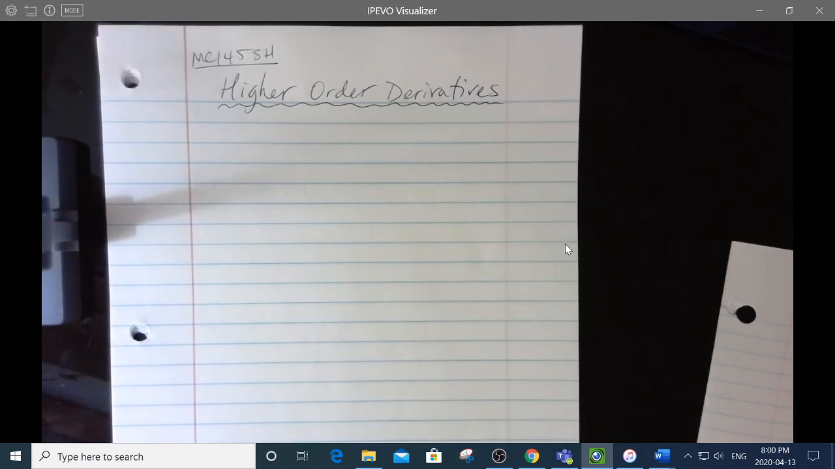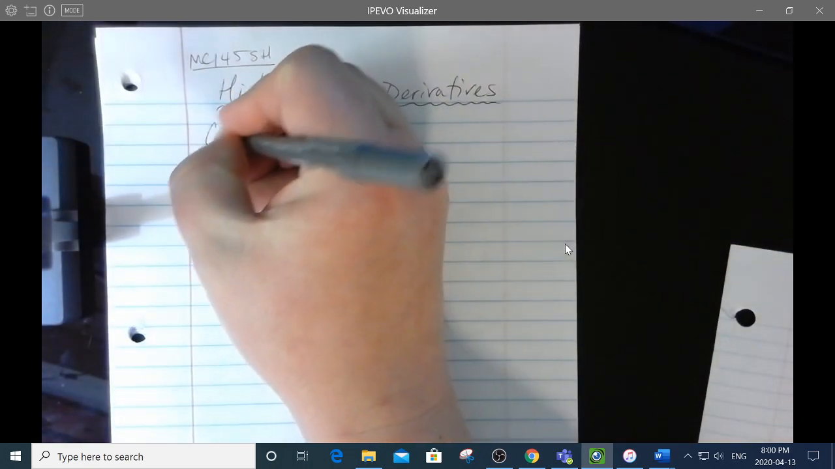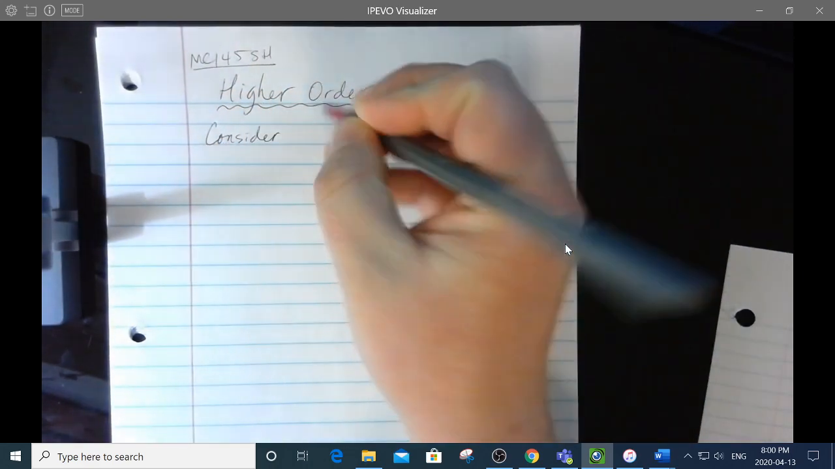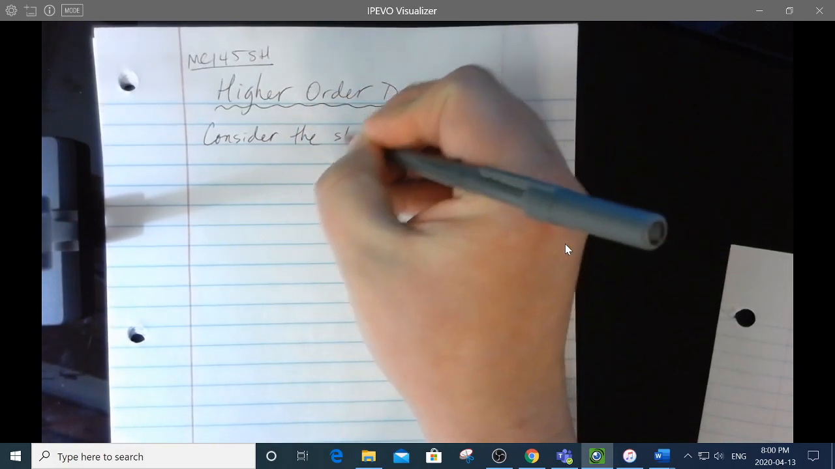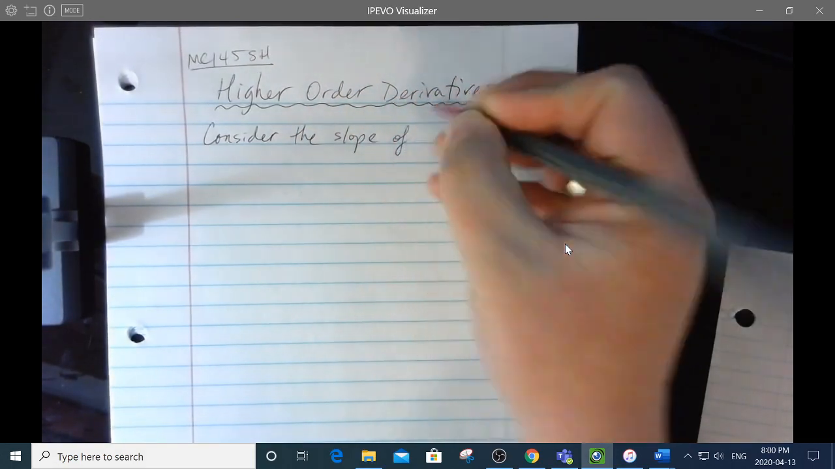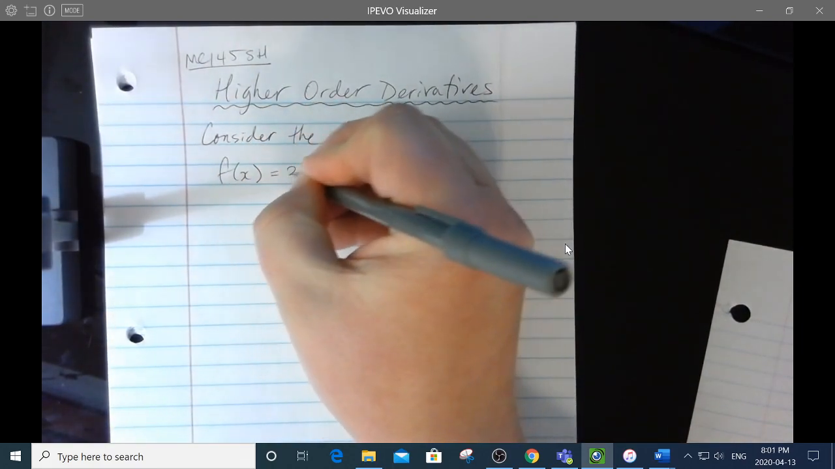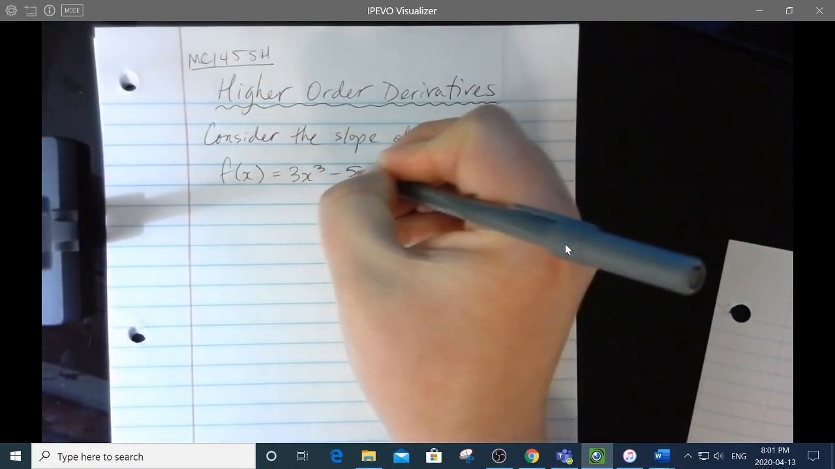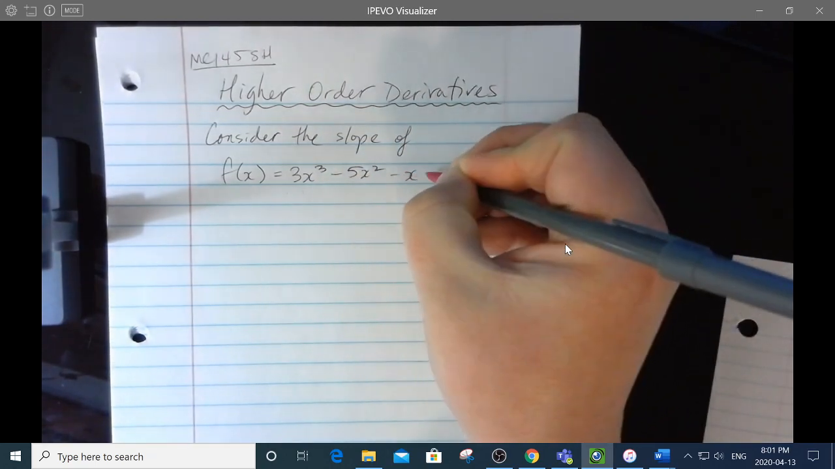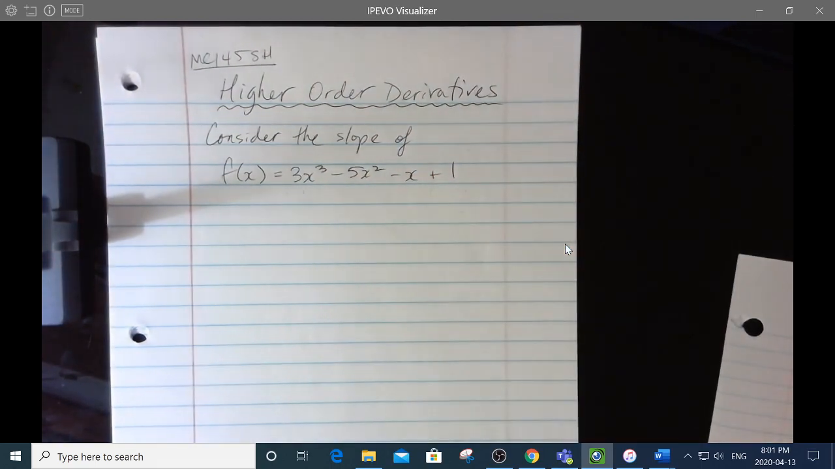We're going to move on to the next topic here. It's called higher order derivatives. Let's start by considering the slope of the equation f of x is equal to 3x cubed minus 5x squared minus x plus 1. So let's look at that equation and its graph.